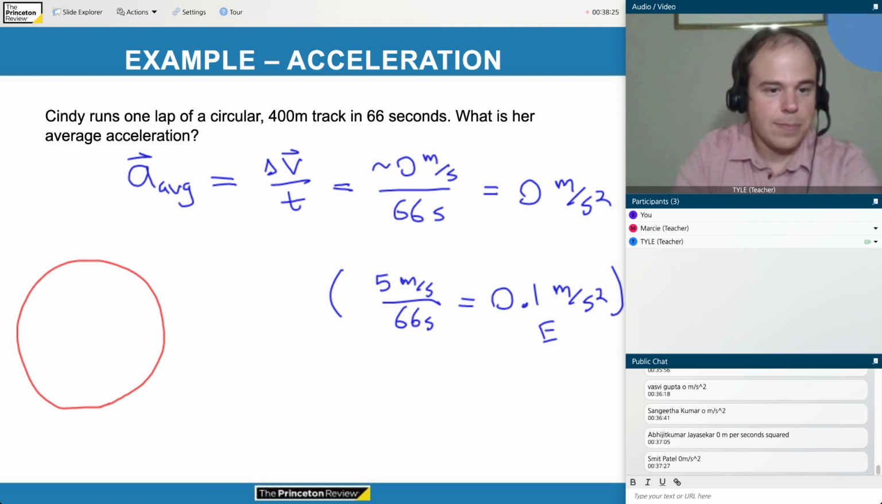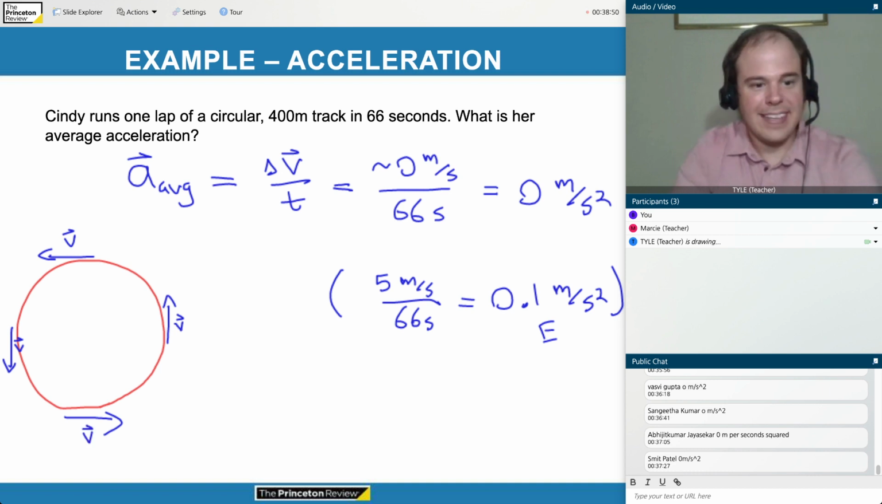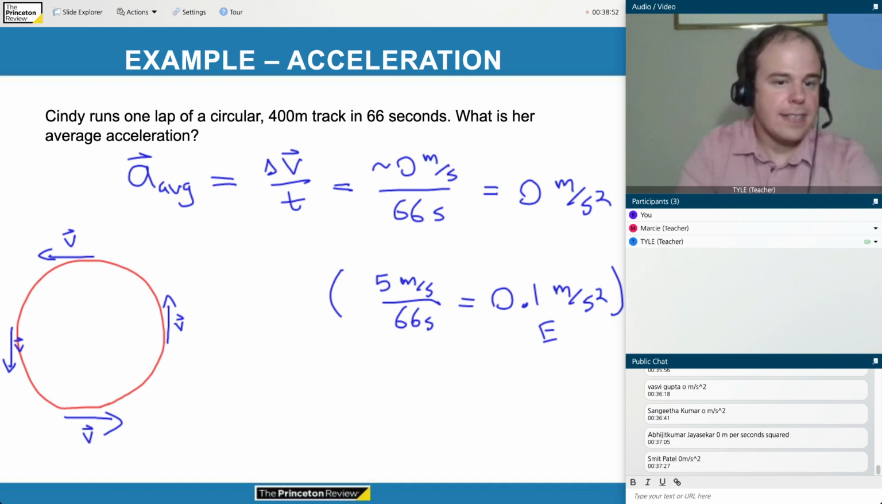Let's say for simplicity that Cindy is running at a constant speed. All right, let's say your speed actually is constant. So first she's running upwards, right, like this. Now she's running to the side. Now she's running down. She's running around the track like this. So these arrows represent Cindy's velocity at different points along her run. Okay, which direction is Cindy's acceleration?